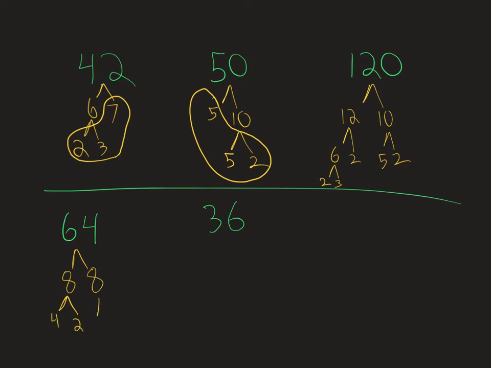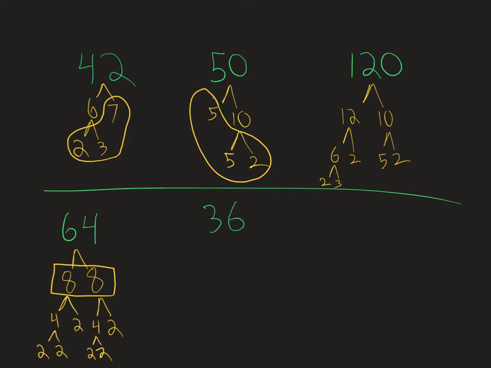8 is a 4 and a 2. This 8 is also a 4 and a 2. Another thing. Notice I have to list both 8's. If 64 is 8 times 8, I need both 8's in the tree because each 8 breaks down into its own set of factors below that.